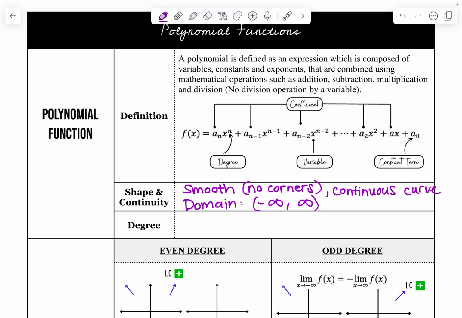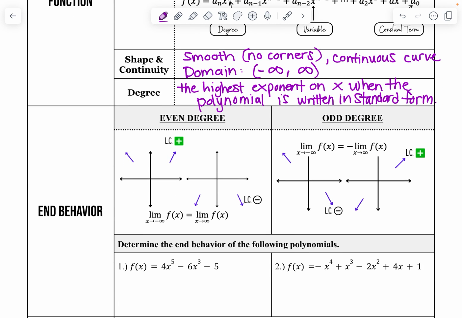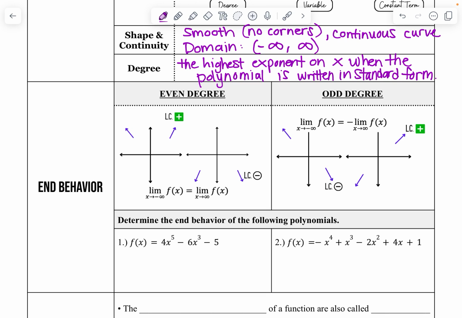And again, remember, degree is the highest exponent on x when the function is written in standard form, or when the polynomial is written in standard form. So the degree tells us a lot about the shape of the graph.